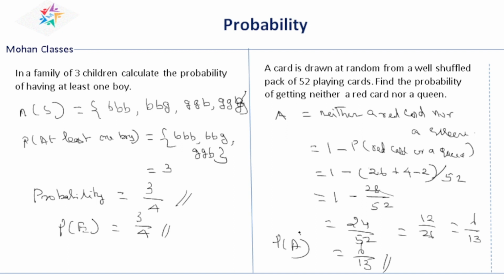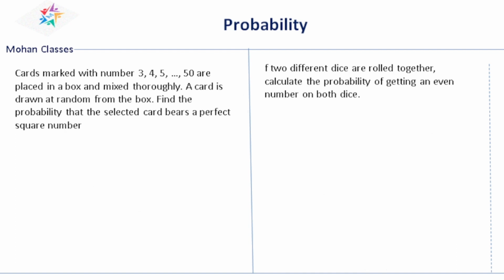Not A. P of not A only we are finding. Here it is not A. So P of A is equal to 6 by 13. Okay, clear? Let us go to the next.